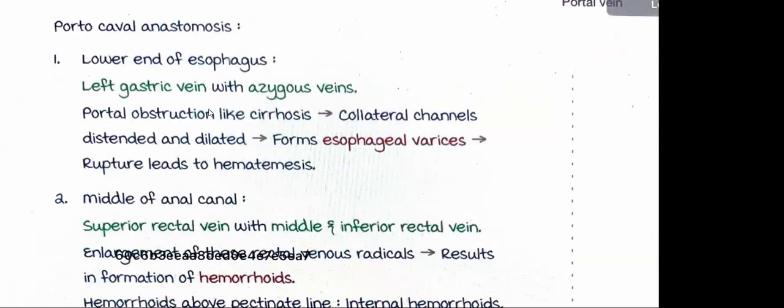Portocaval anastomosis: lower end of esophagus, left gastric vein with azygos vein. In portal obstruction like cirrhosis, collateral channels become distended and dilated, forming esophageal varices, and rupture leads to hematemesis.